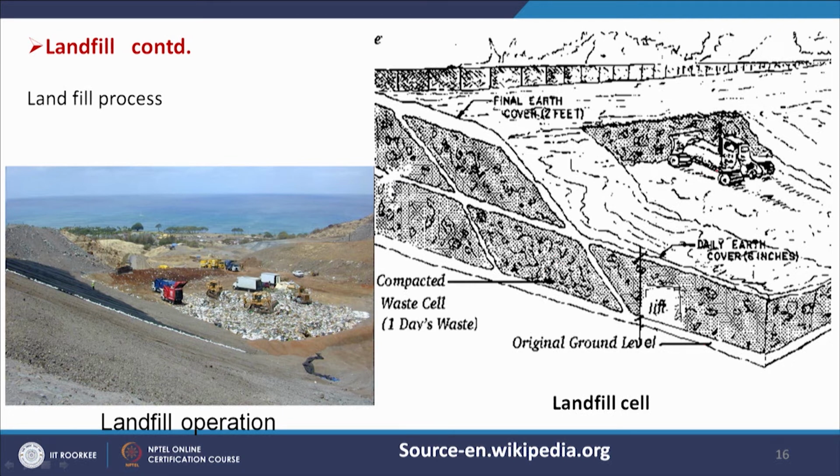So, you see some rollers are running. It is being compacted and then there is a daily earth cover. So, a 6-inch cover is there. After 1 day of compaction, some earth is given on the solid waste. Then it is covered, pressed and compressed, and daily we will have the same type of filling operation. When the complete fill takes place, ultimately a final earth cover of 2 feet has to be provided at the top.